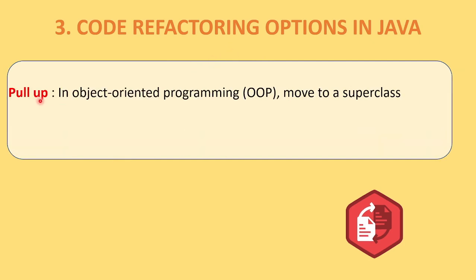Then next is the pull up option inside code refactoring. So in object oriented programming, pull up is used to move to a superclass. We know in object oriented programming like Java, C++, we have a concept of superclass and subclass. So when you use the pull up option, automatically a superclass will be created. Similarly, when you use the push down code refactoring option, a new subclass will be created.